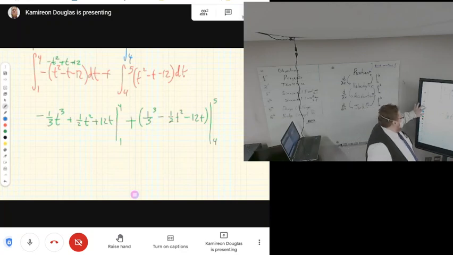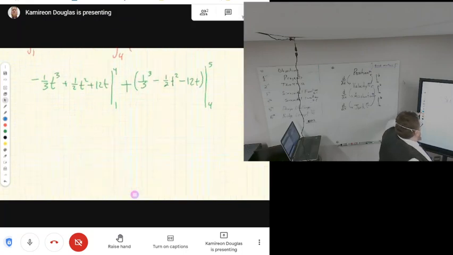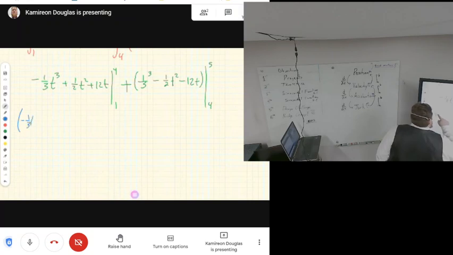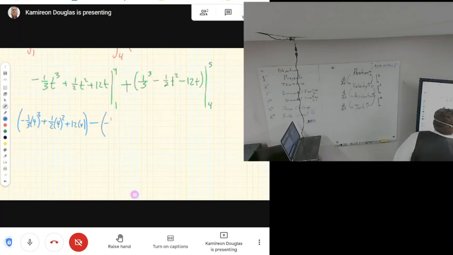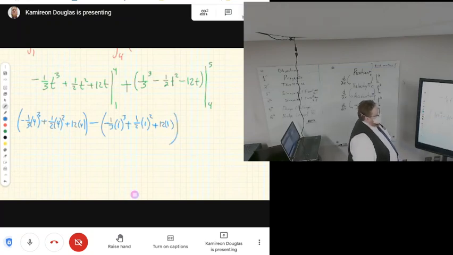Let's do it. First one. Plug in 4, then plug in 1. So negative 1/3 4 cubed plus 1/2 4 squared plus 12 times 4. That's the entire first part. Minus, plug in 1. That'd be negative 1/3 times 1 cubed plus 1/2 times 1 squared plus 12 times 1. That is just the first piece. I'm going to solve that, and I'll come back to the second piece.